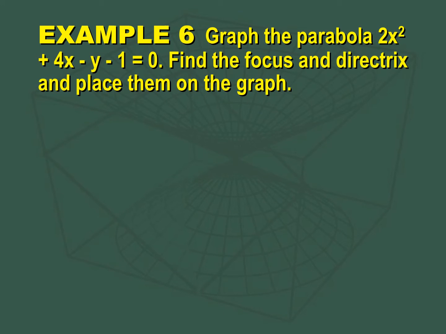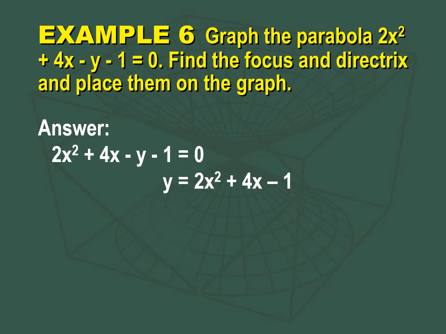All right, last thing we want to do, let's graph the parabola 2x squared plus 4x minus y minus 1 equals 0. And then we're going to find the focus, the directrix, and then place them on the graph. All right, so in order to graph this, we first have to put it into vertex form. So I want to solve for y, and then once I have y solved for, I want to get it into vertex form, so I need to complete the square.